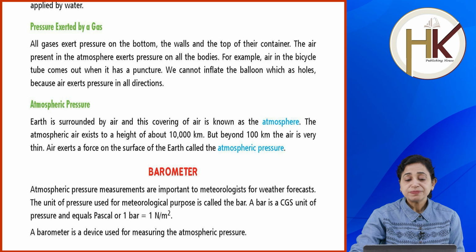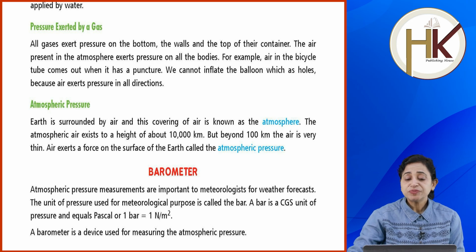Atmospheric pressure. Earth is surrounded by air and this covering of air is known as atmosphere. The atmospheric air exists to a height of about 10,000 km, but beyond 100 km the air is very thin. Air exerts a force on the surface of the earth called the atmospheric pressure.